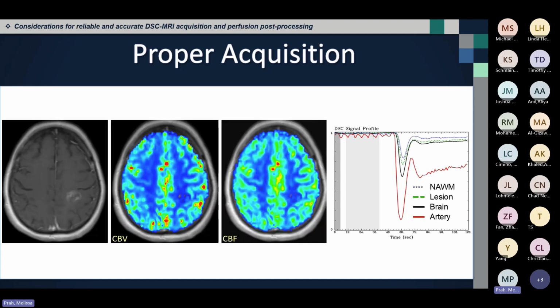And seen here is another example of a properly acquired perfusion image with the corresponding DSC signal profiles in different tissues. Again, there's a sufficient number of baseline time points, a tight post-bolus signal drop, and an adequate signal recovery.